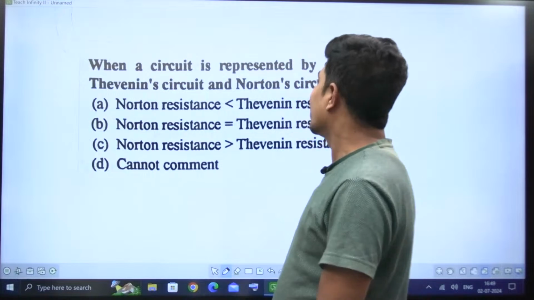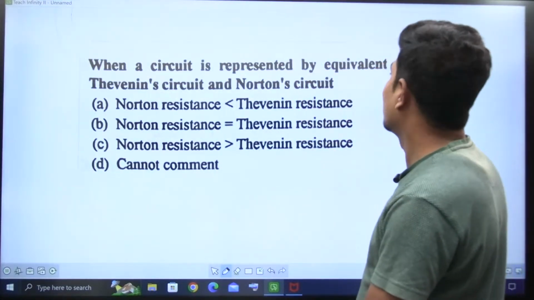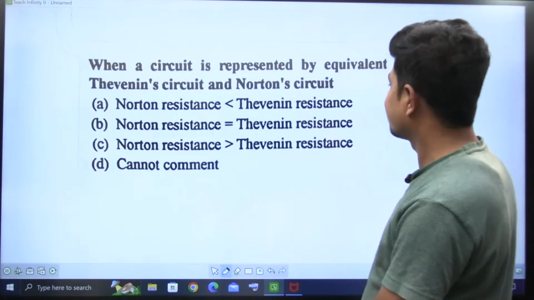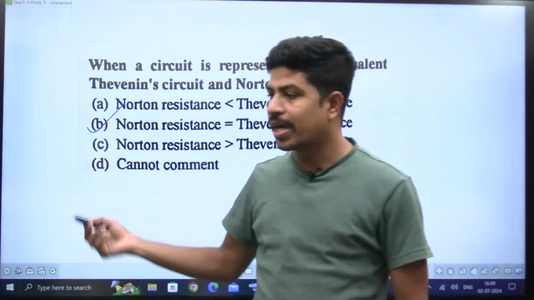Next question. When a circuit is represented by an equivalent Thevenin circuit and a Norton circuit, Norton's resistance is equal to Thevenin's resistance. I already told you, that is the direct question.